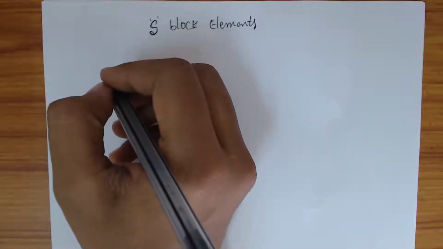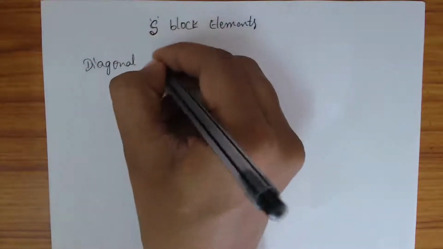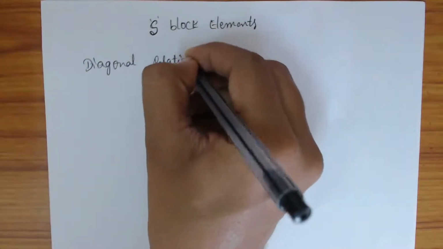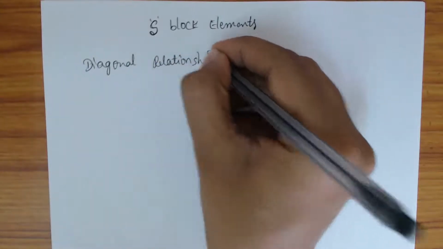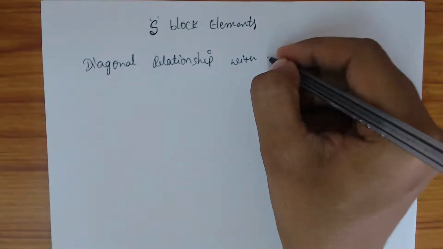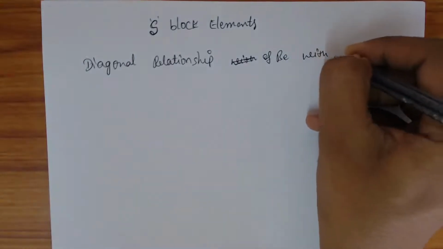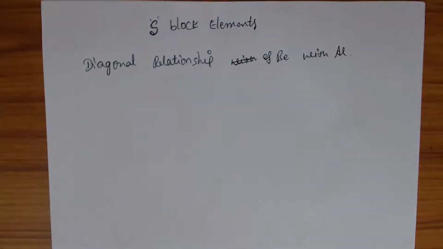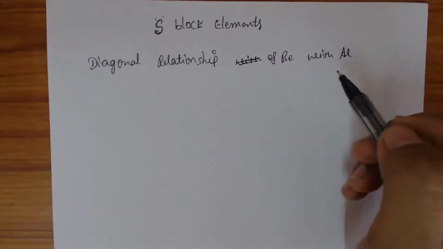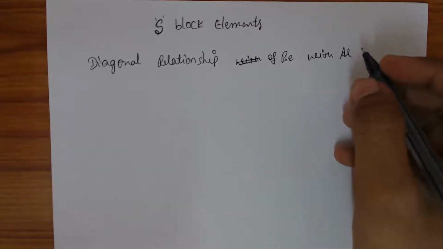So here, the diagonal relationship of beryllium with aluminium. As I told you, lithium has the diagonal relationship with magnesium. So this beryllium has the diagonal relationship with what? Aluminium. So here, what is the diagonal relationship?